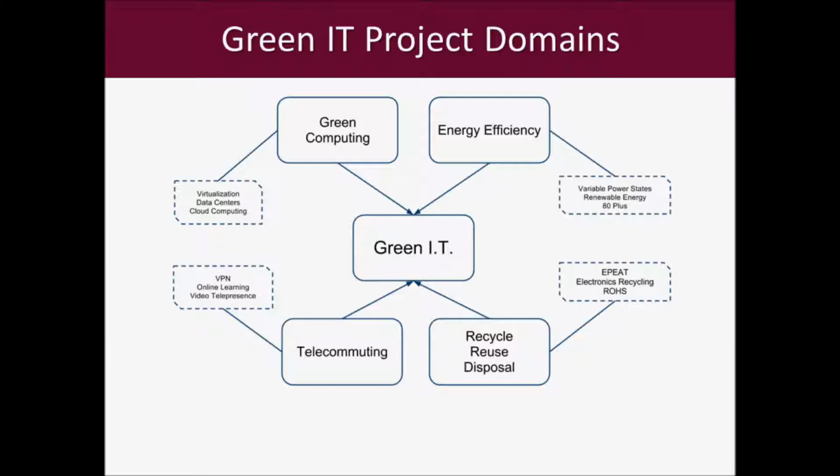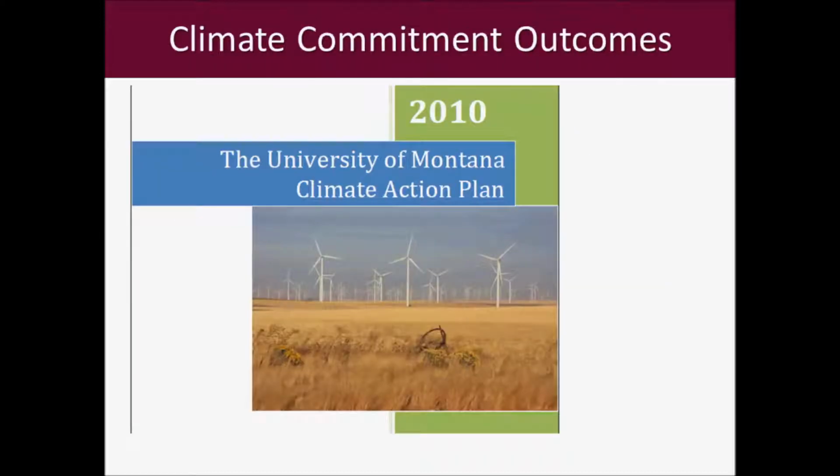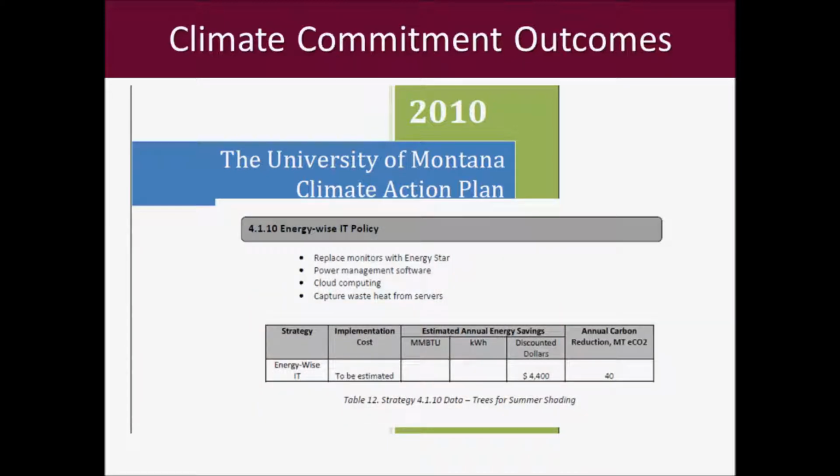Another important outcome as we start to do research is to have a governing document, and with all our research projects, we've based it on our climate action plan that we talked about a little earlier in the presentation. This is the comprehensive document that outlines all of our strategies for achieving carbon neutrality by the year 2020. Inclusive in this is an energy-wise IT policy. So when we start these projects, we look at this and ask how we can help the cause. This has been a base document for all of our studies.